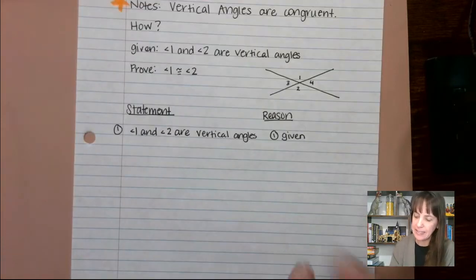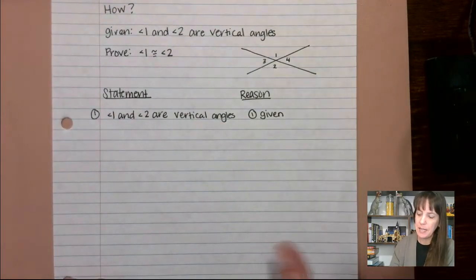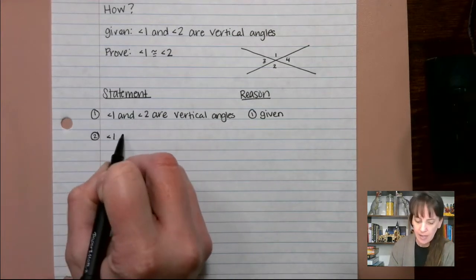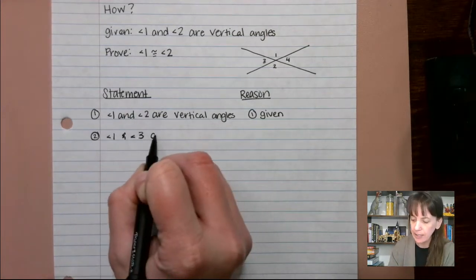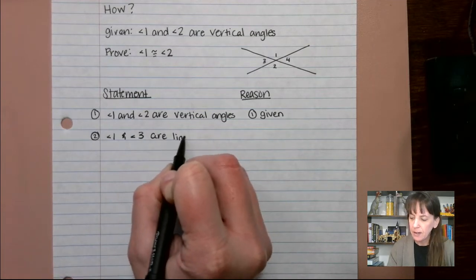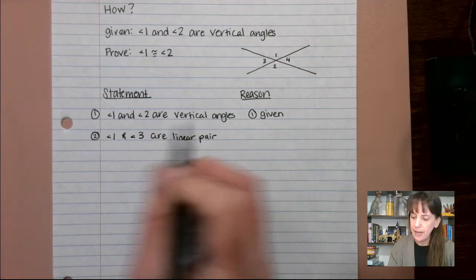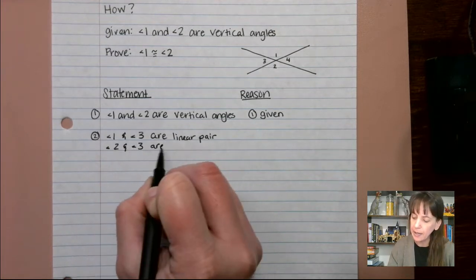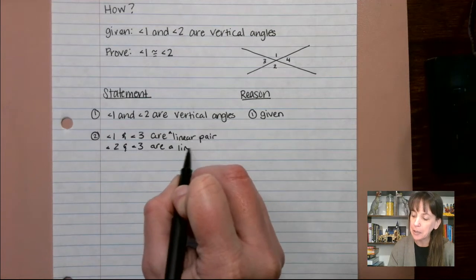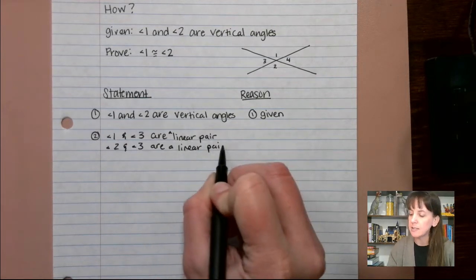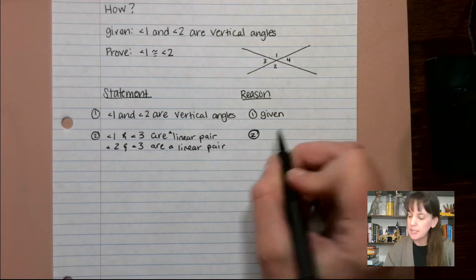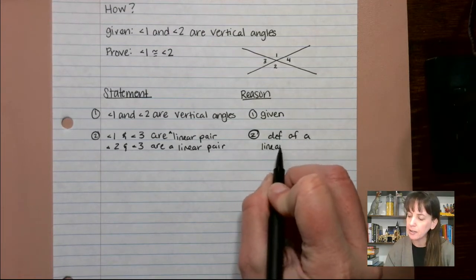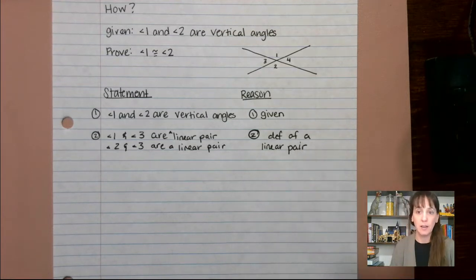Now, our next step here is going to be to say that number 2, angle 1 and angle 3 are a linear pair. All right. And angle 2 and angle 3 are a linear pair. Now, this is because of the definition of a linear pair. A linear pair is just two angles that create a line, right?